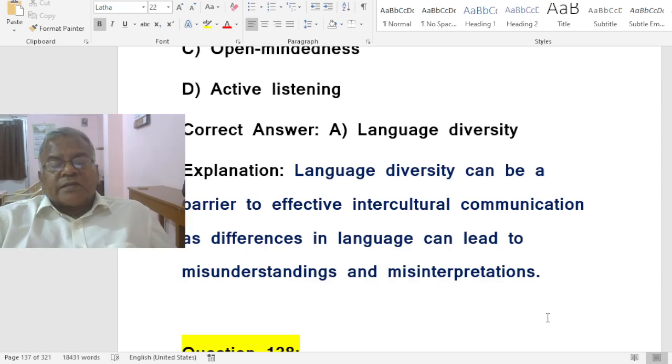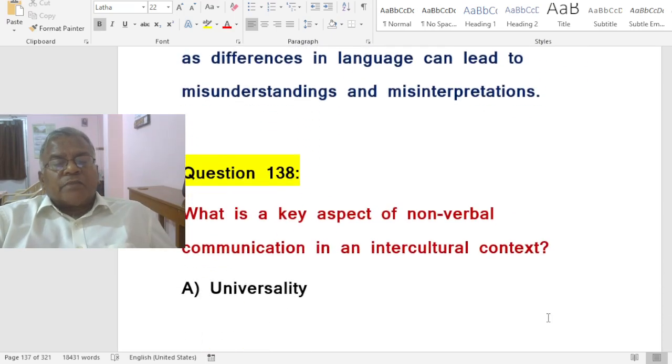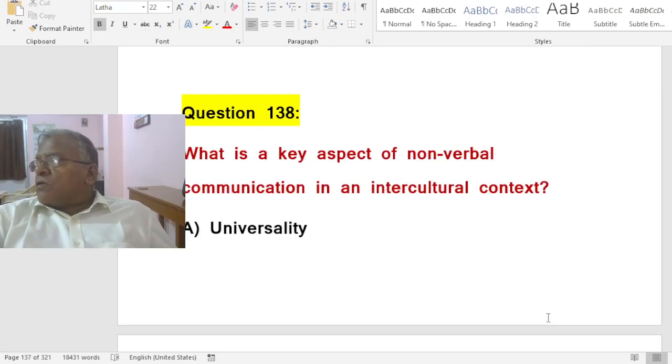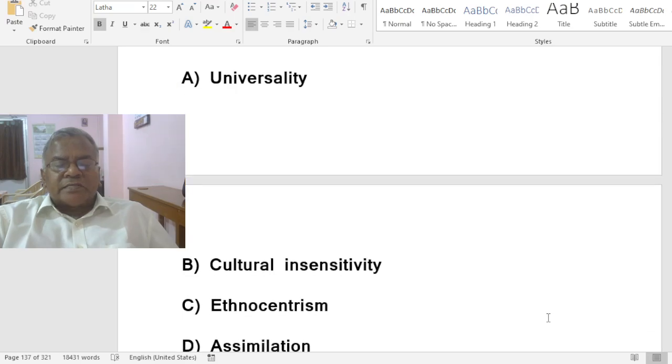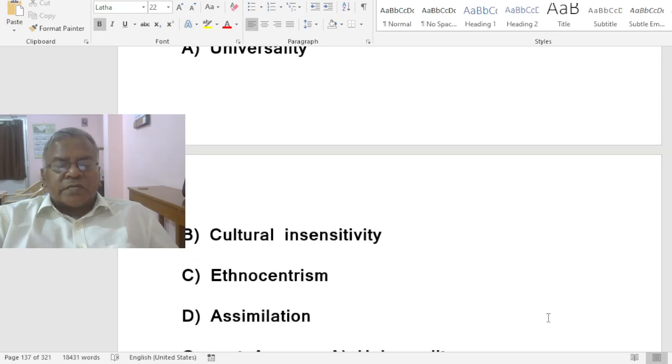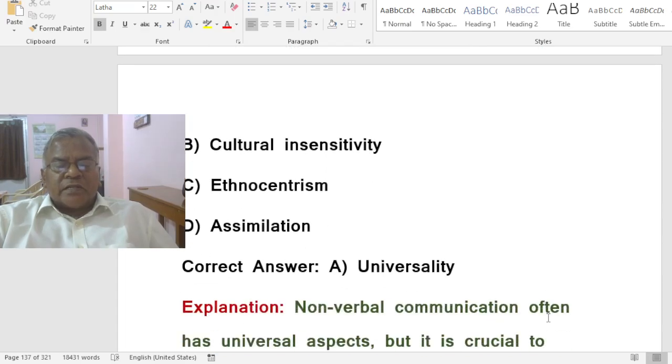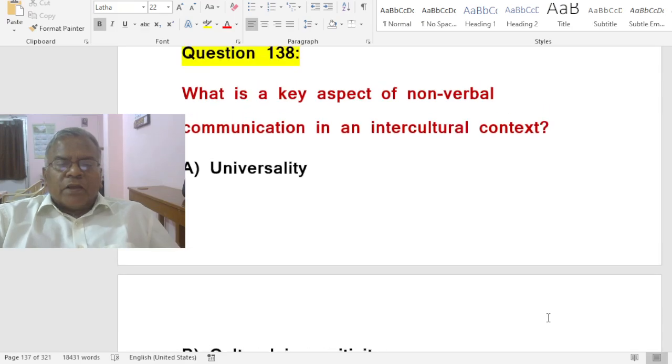What is a key aspect of non-verbal communication in an intercultural context? A. Universality. B. Cultural insensitivity. C. Ethnocentrism. D. Assimilation. That is universality.